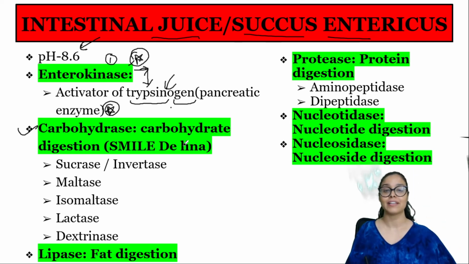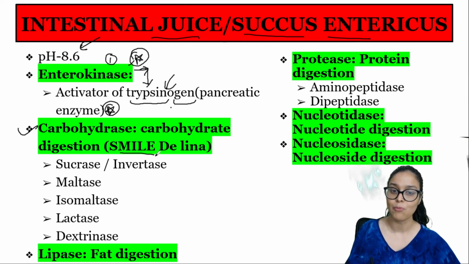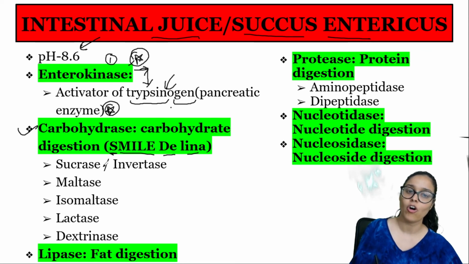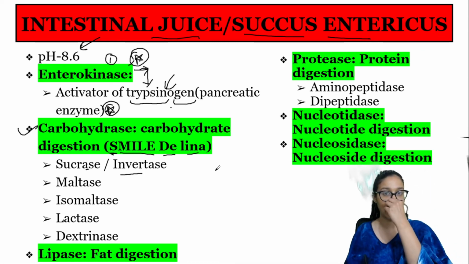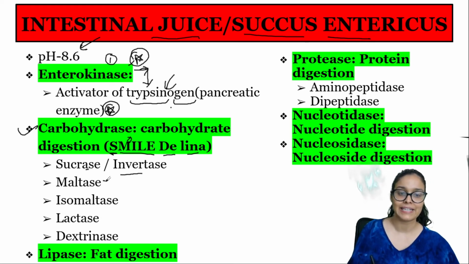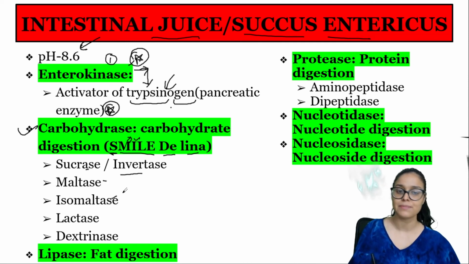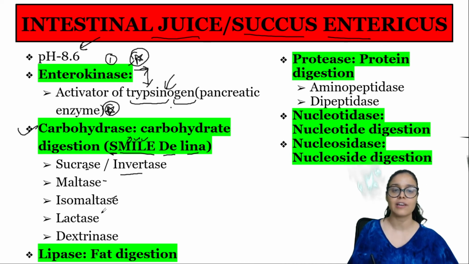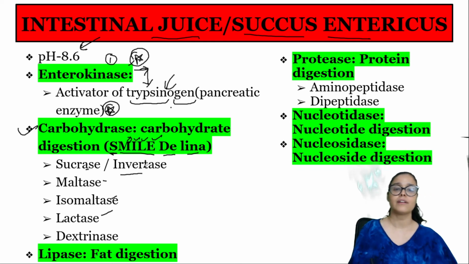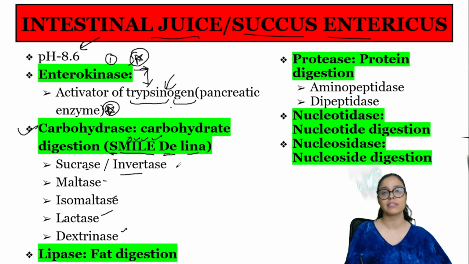Second, carbohydrates. So it is the carbohydrate digestion enzyme. You can learn it with this mnemonic: SMILE DE LI P N. S for sucrase, also known as invertase enzyme, which will act on sucrose and break down sucrose sugar. M for maltase, which will break down maltose. I for isomaltase, which breaks down isomaltose. L for lactase, which breaks down lactose sugar from the milk. E for enterokinase, that we have already done. D for dextrinase, that we have already done.